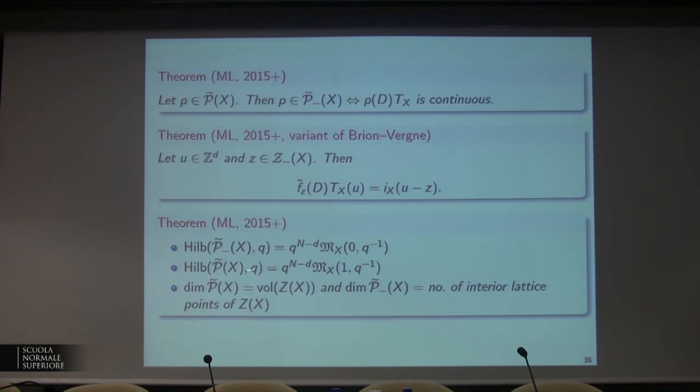And the series of the central space is an evaluation of the arithmetic Hub polynomial at the same point where we have to evaluate the normal Hub polynomial to get the series of the normal central P space. If you compare with the formula a few slides ago, this last line is a corollary: the dimension of the central P space is equal to the volume of the zonotope, and the dimension of the internal periodic P space is equal to the number of interior lattice points of the zonotope. So we could say that the Hilbert series of the internal P space is a Q analog, in the language of the talk this morning.